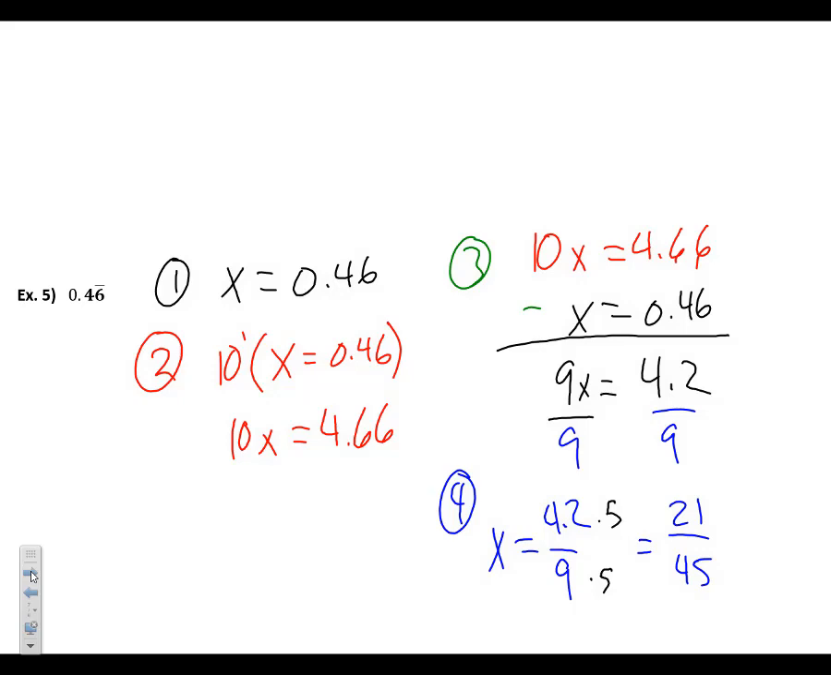And of course, 21 over 45 does simplify. Dividing by 3, I would get 7/15. And again, if you take 7 and divide it by 15, you would get 0.466666666 repeating.